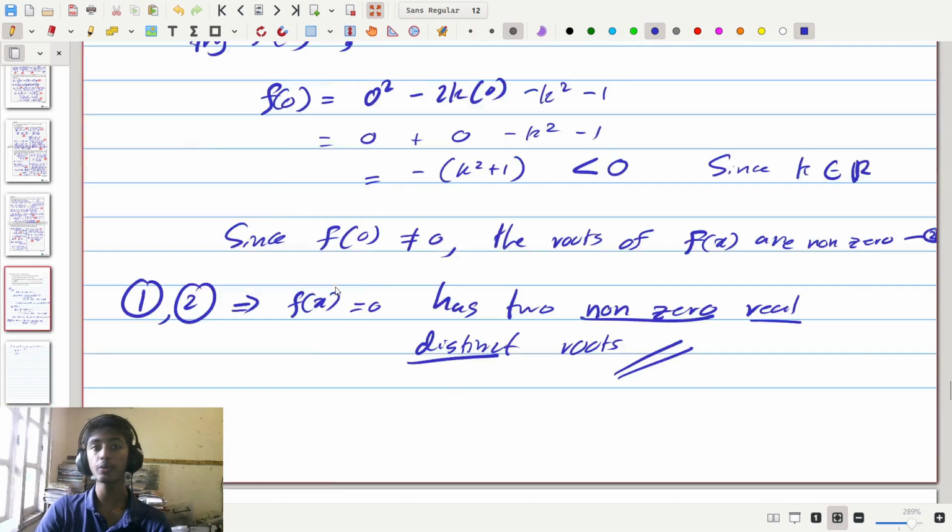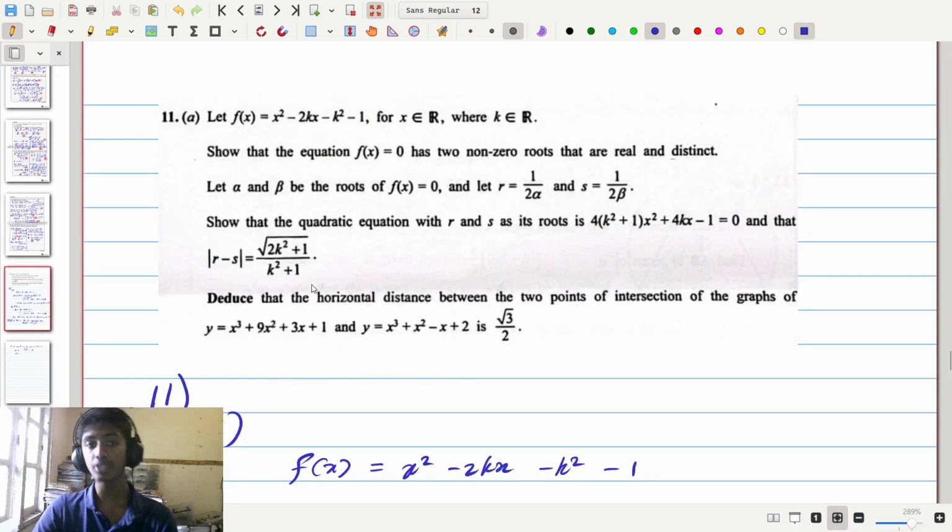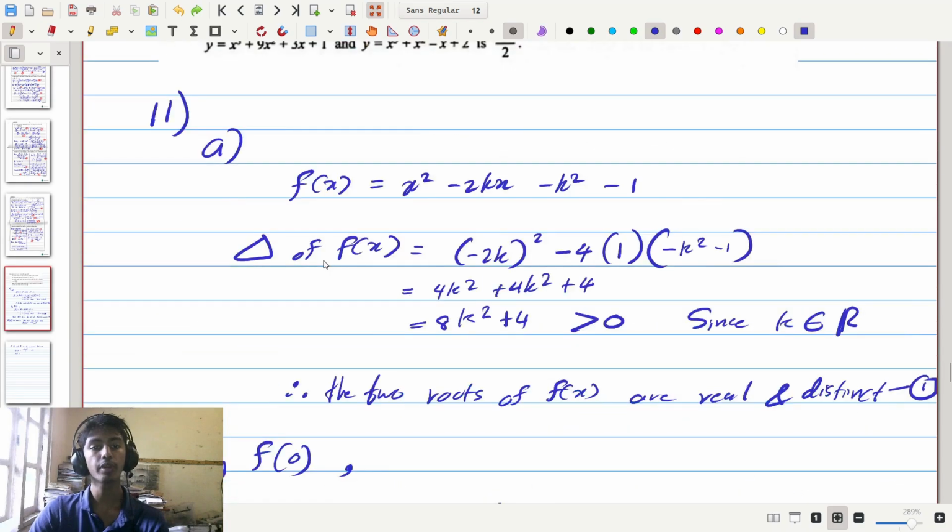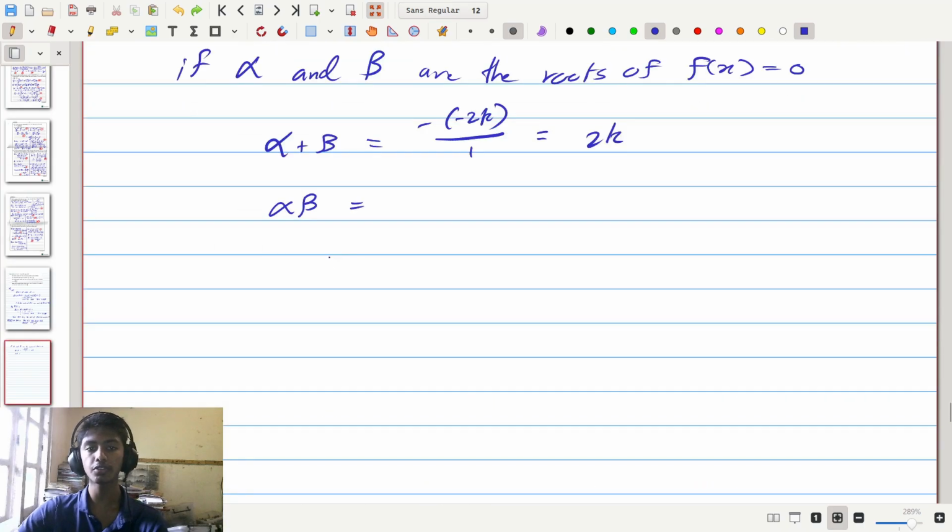Now similarly, alpha beta is going to be equal to c divided by a, or the constant term divided by the coefficient of x squared, which in this case is negative k squared minus 1 divided by 1. So we can write that alpha times beta is going to be equal to (negative k squared minus 1) divided by 1, which I'm going to write as negative k squared plus 1.